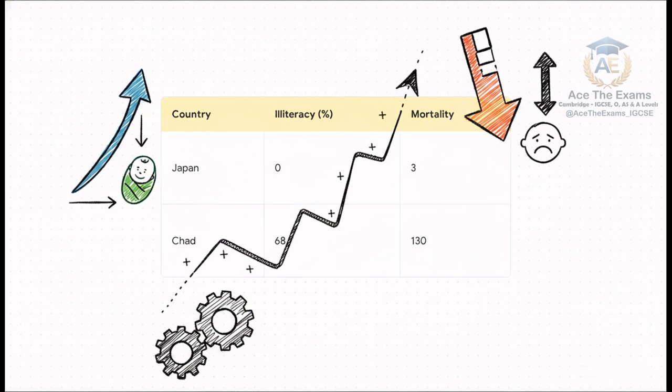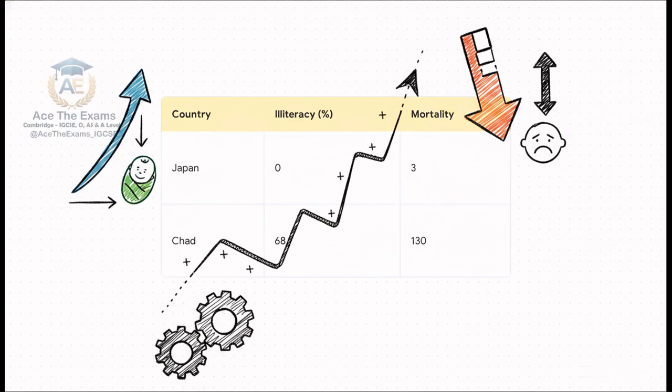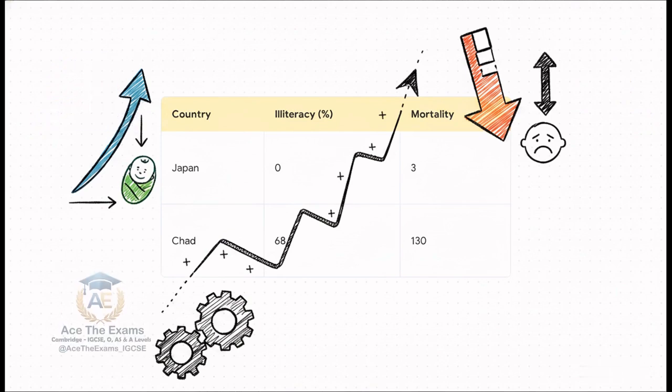Now, check this out. In Japan, adult illiteracy is sitting at 0%, and infant mortality is incredibly low, just 3 per 1,000. But then, look over at Chad. Adult illiteracy skyrockets to 68%, and infant mortality spikes right along with it to 130 per 1,000. By looking at these two extremes, a clear correlation hypothesis forms right in front of us. As illiteracy rates rise, infant mortality rates tend to rise right along with them. It really highlights this profound link between a nation's educational infrastructure and its overall healthcare outcomes.